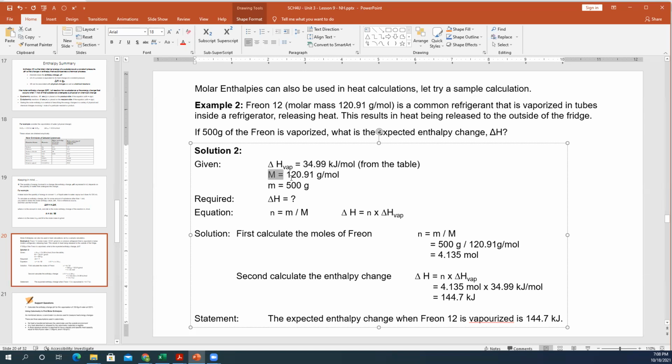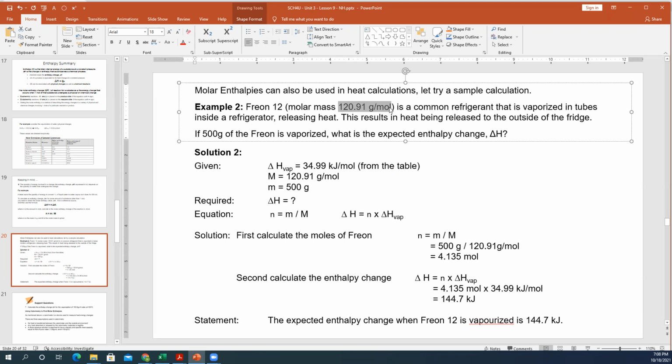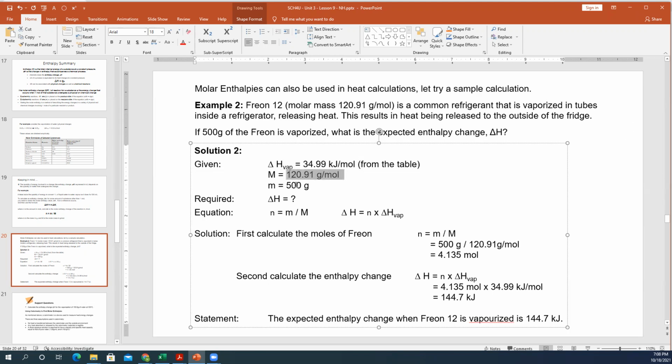Our molar mass for Freon is 120.91 grams per mole. That's another given that we are told. The mass of Freon, we are told that we have 500 grams of Freon, and we're asked to calculate the change in enthalpy, the delta H. So first, let's figure out how many moles of this Freon we have. First, let's calculate how many moles of Freon.